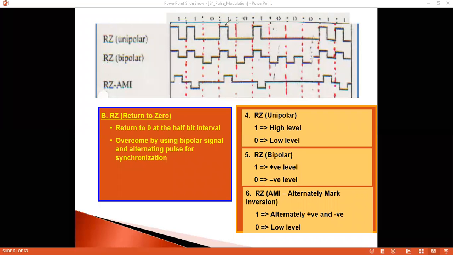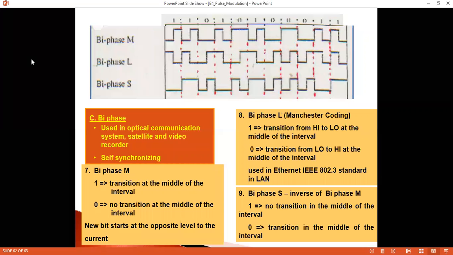Okay, so the last category is biphase. So biphase, there are also 3 types: biphase M, L, and S. So biphase M, we have a transition at the middle of the interval for bit 1. So this mark, transition at the middle of the interval; 0, no transition. And at every new bit, it will start at the opposite level to the previous bit. So that's how it has this self-synchronization.